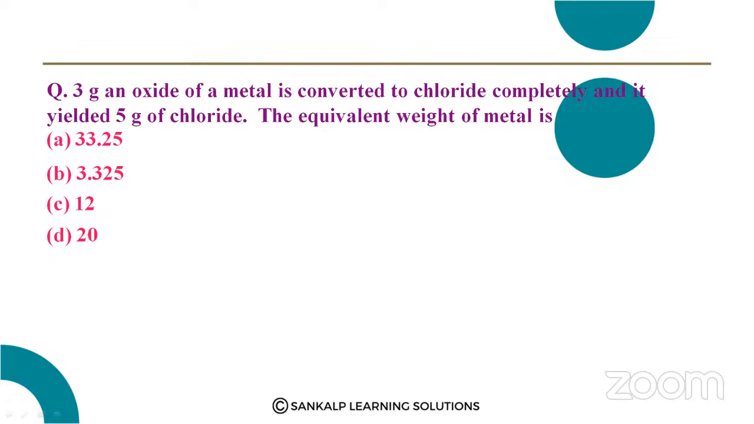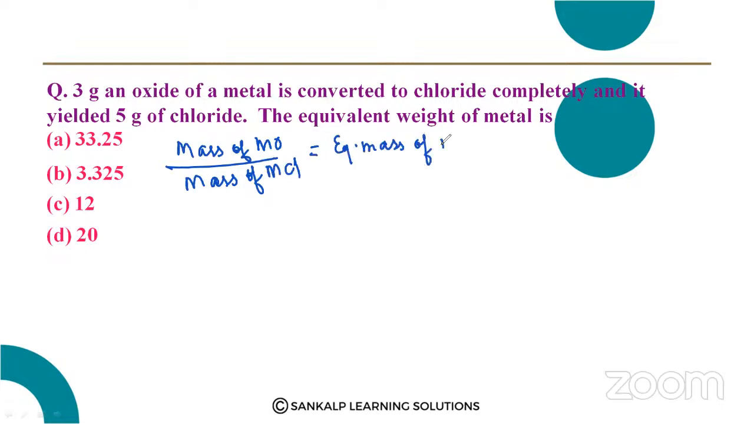So here, what is the problem? 3 grams of oxide of a metal is converted to chloride completely. So there is a metal oxide which is converted to metal chloride. We have to find the equivalent weight of the metal. These are the 4 options. So we'll solve this. What is the formula? The formula is mass of metal oxide divided by mass of metal chloride equals equivalent mass of metal oxide upon equivalent mass of metal chloride.